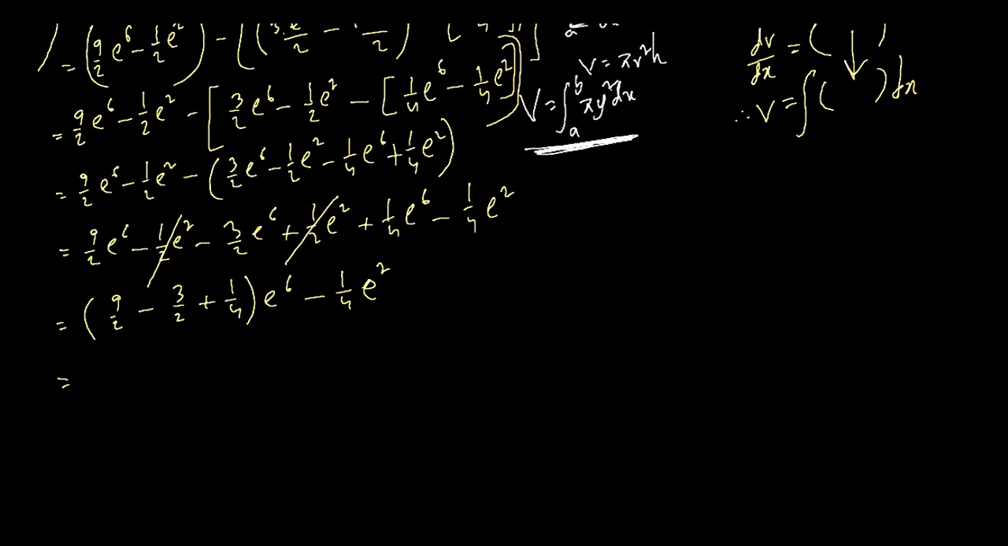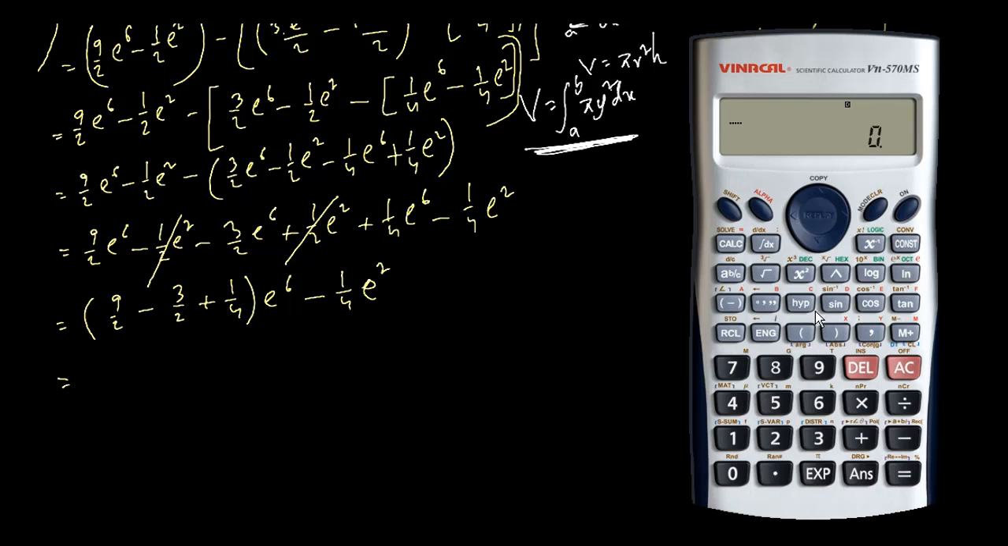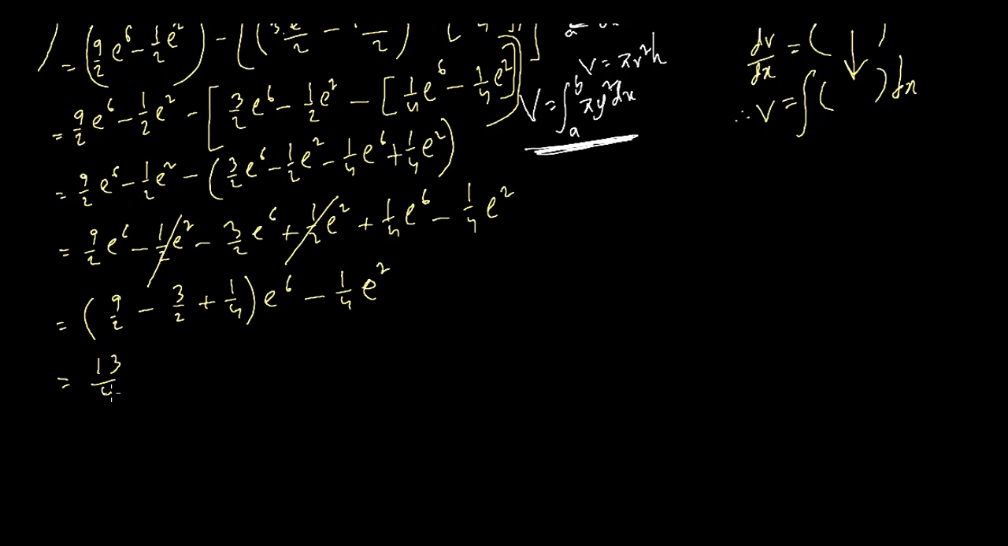So 9 by 2 minus 3 by 2 plus 1 by 4 is going to be 13 by 4. So this is 13 by 4 e to the power 6 minus 1 by 4 e to the power 2. So remember, the volume was pi times I, so volume equals pi times, and instead of I I am putting 13 by 4 e to the power 6 minus 1 by 4 e to the power 2. So that's the volume.